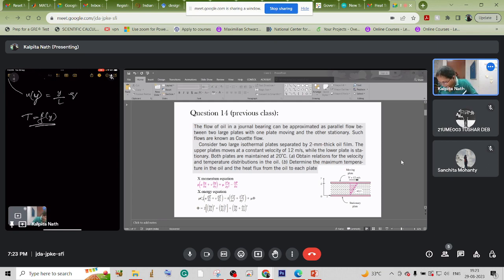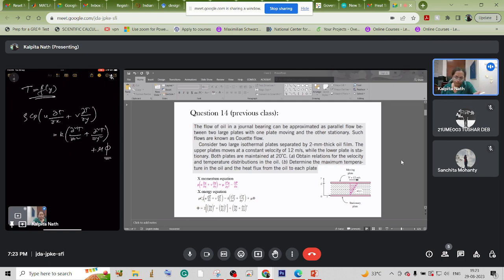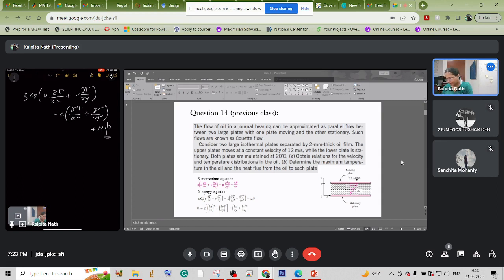And now, the energy equation, as it is indicated in the question, is rho Cp (u ∂T/∂x + v ∂T/∂y) = k (∂²T/∂x² + ∂²T/∂y²) + μΦ. This is the viscous dissipation, and Φ is given as indicated in the question. Now here v is 0, the temperature change along the x axis is 0, and ∂/∂x is 0. So this will be only k ∂²T/∂y², only this term, plus μΦ is equal to 0.